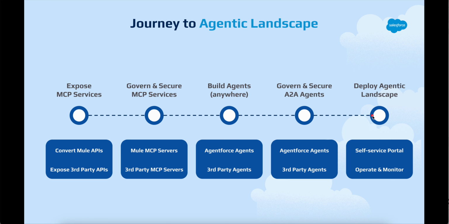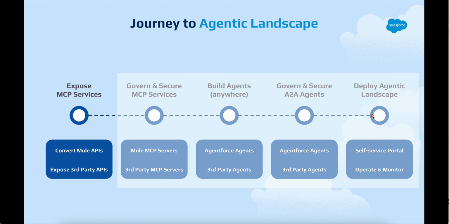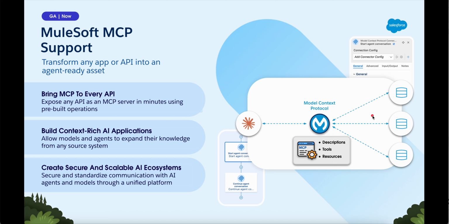And finally, all those assets are available in an internal agent portal where everyone in your organization can discover these assets and decide when to use a certain asset like an MCP server, or even subscribe to an agent in order to use it in their specific projects. That's something we are going to look at. So let's start with the very first one, which is exposing MCP services. And in order to expose MCP services, we are going to look at the MCP support of MuleSoft. Let's take a look at how it is presented in MuleSoft.